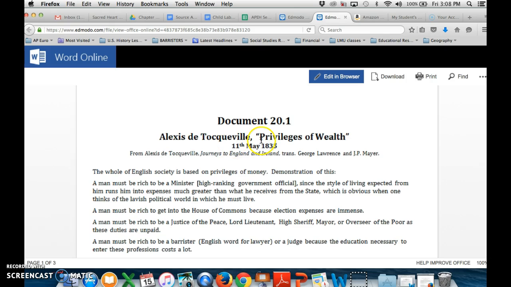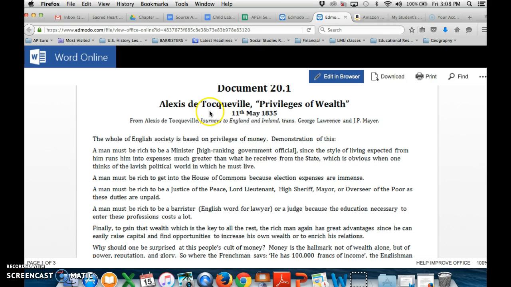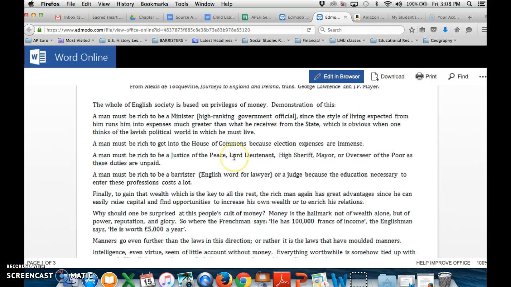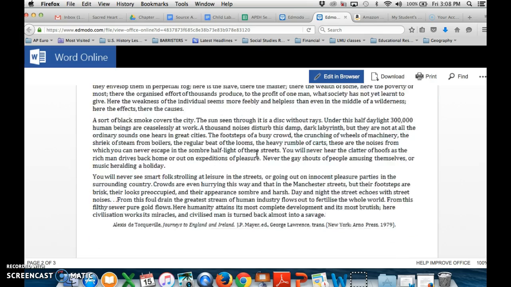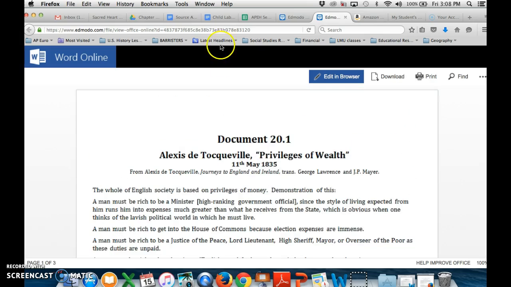I've never used this. Document 20.1. This is Tocqueville's ideas about privileges of wealth. So you're going to read through this. And you might need to do a little research on Tocqueville. No, actually you don't. Okay, I'm just going to tell you that all you need to do is reference this document. And for this one, 20.1 and 20.2, I'm going to have you do a really short analysis.